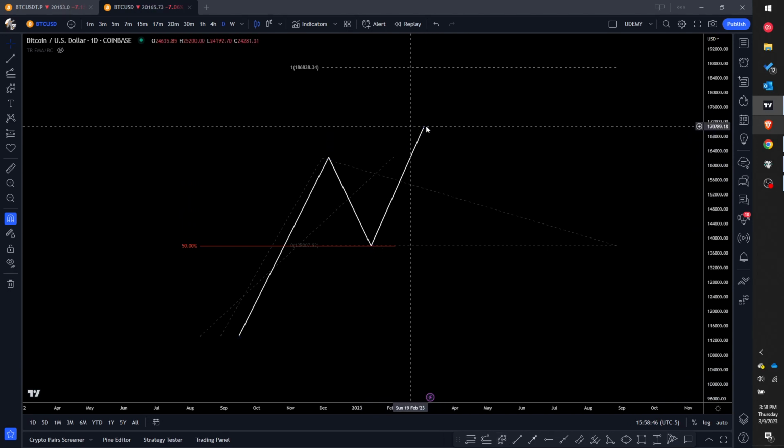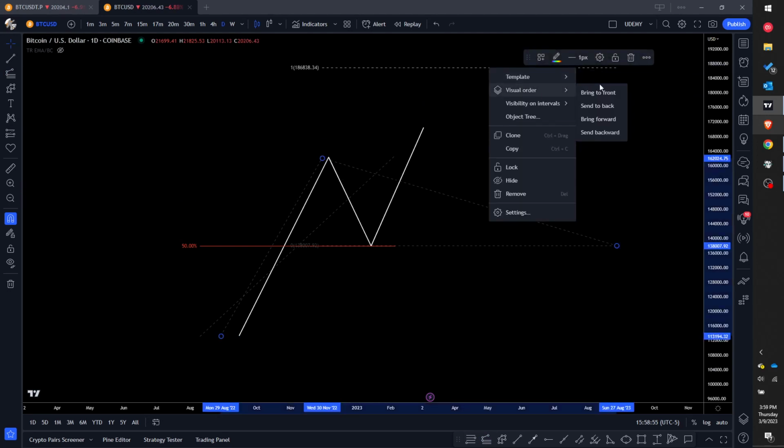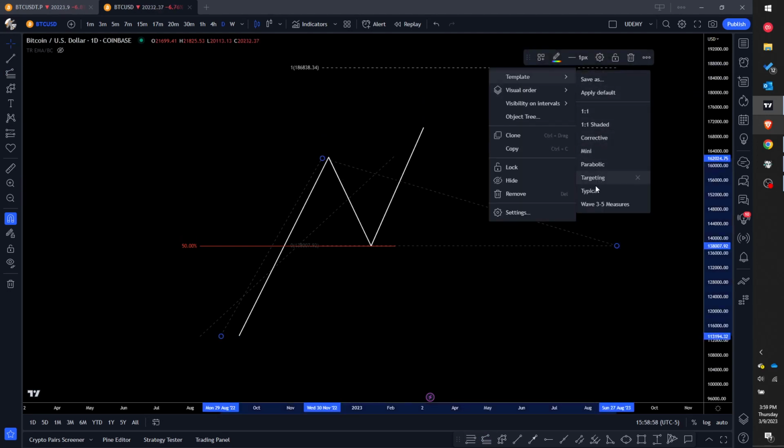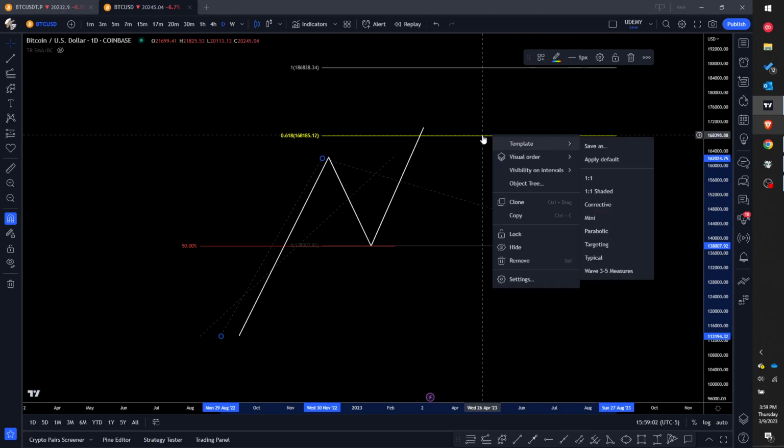And so at first, one of the things that they did was they measured, let's just use the one that's already drawn on here. I'm going to change this to typical. Yeah, let's use typical.